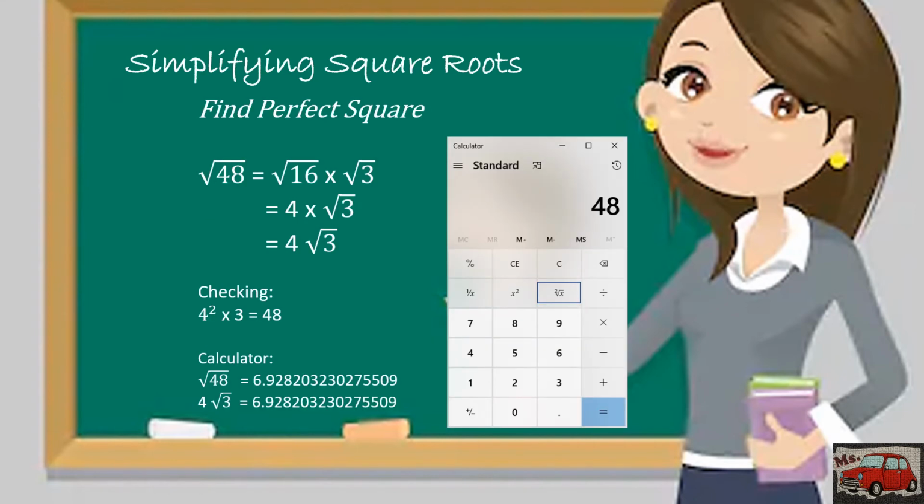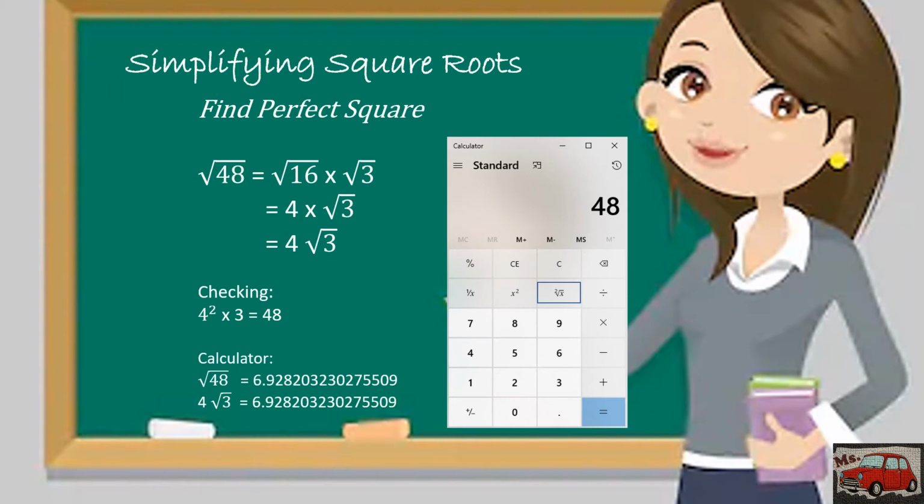Alright, so kanina, kinuha natin yung estimated square root ng isang number na hindi perfect square. This time, we will simplify the square root ng isang number na hindi perfect square. Okay? Example, square root of 48. Alam natin na si 48 hindi siya perfect square. So, ang gagawin natin, we need to find yung factor ni 48 na perfect square. So, di ba ang factor ni 48 is 16 and 3?